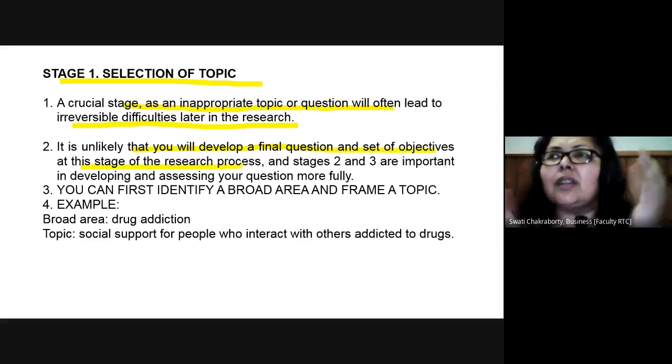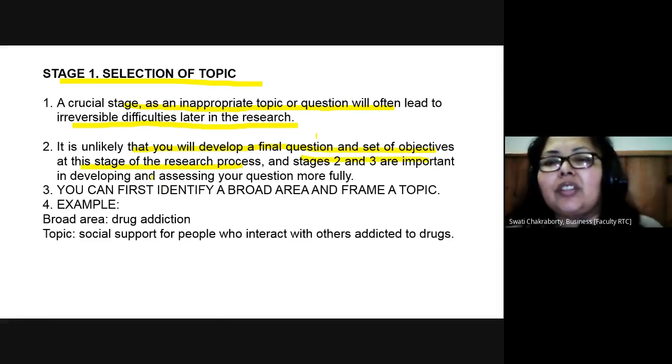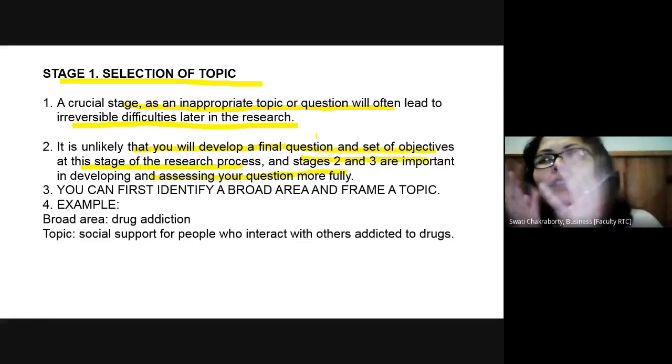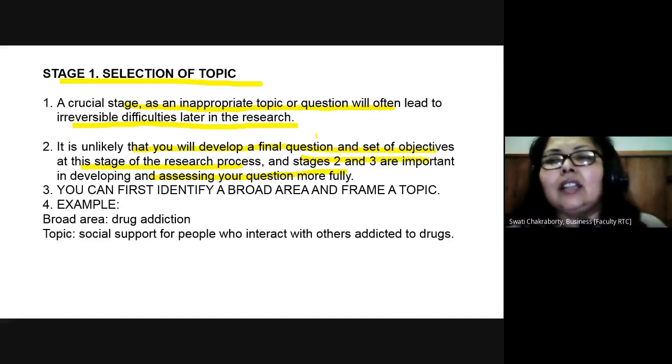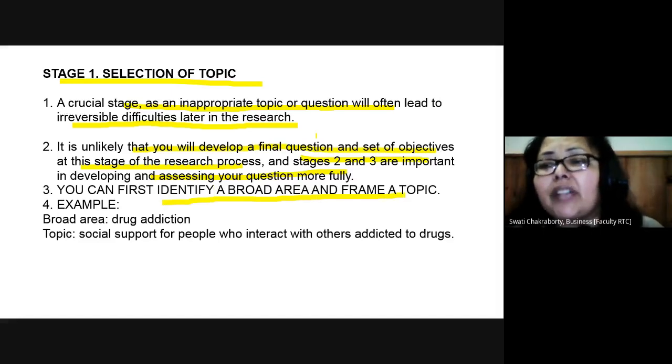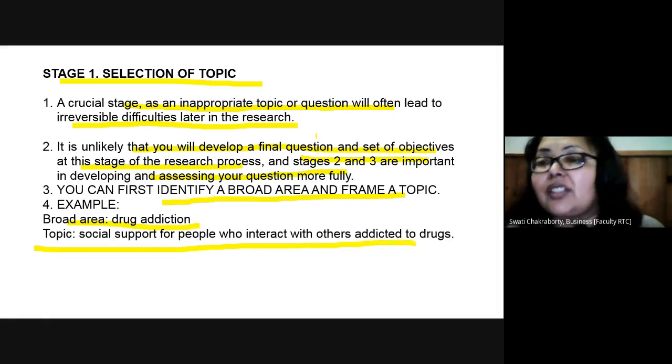So basically, you'll come up with a very broad research area at this stage, and only in the second and third stages, which are very important, will you develop and assess your question fully and narrow down to your final research question. At the first stage, you can identify a broad area and frame a topic. Say, for instance, drug addiction. That's a broad area. And then the topic would be social support for people who interact with others addicted to drugs.